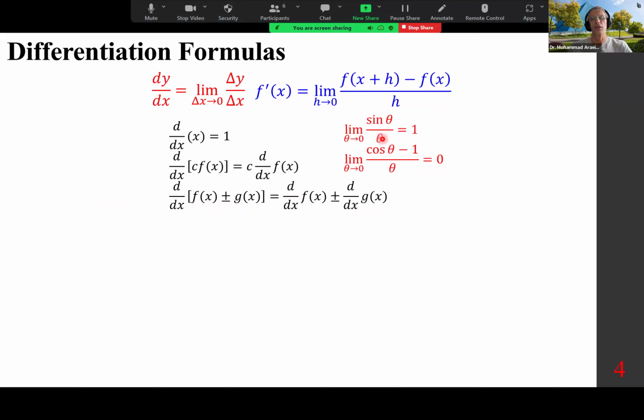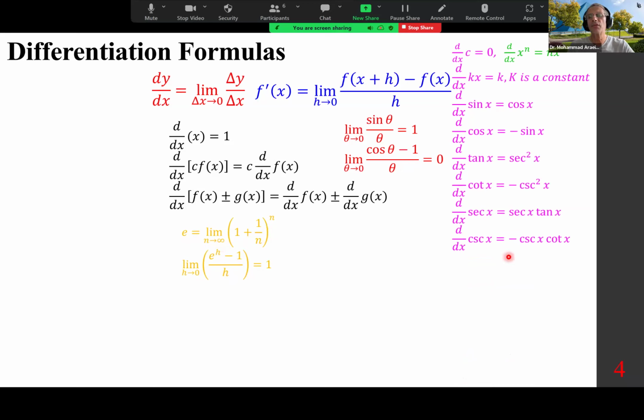The limit of sine theta over theta as theta approaches 0 is 1. The limit of cosine theta minus 1 over theta as theta approaches 0 equals 0. e, as you know, is just like pi, an irrational number. It has a specific definition. e equals the limit of 1 plus 1 over n to the power of n as n approaches infinity. Or e is a number such that the limit of e to the power of h minus 1 over h as h approaches 0 equals 1.